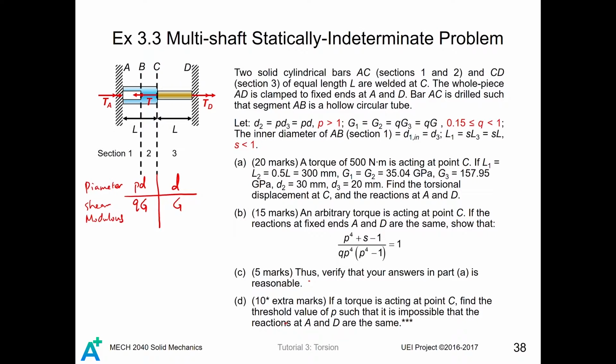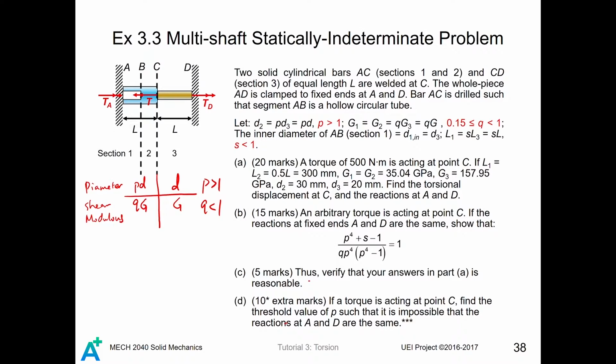So talking about the diameter of the brown bar is D, while the diameter of the blue bar is PD, where P is greater than 1, meaning that the diameter of the blue bar, or the outer diameter of the hollow circular bar, is greater than that of CD. Besides, the shear modulus of segment CD is G, while the shear modulus of AC is QG, where Q is less than 1. That means the strength of the blue bar is lower than that of the brown bar.